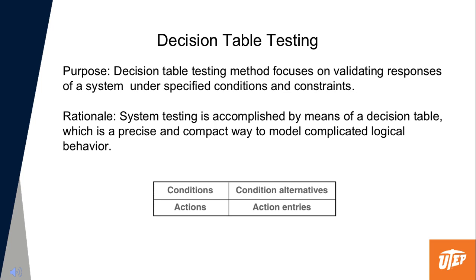System testing is accomplished by means of a decision table, which is a precise and compact way to model complicated logical behavior. Decision tables are typically divided into 4 quadrants as depicted in the table below. The table will contain the conditions, condition alternatives, actions, and action entries. The representation is simple so that it can be easily interpreted and is used for development. This table will help to make effective combinations and can ensure a better coverage for testing.